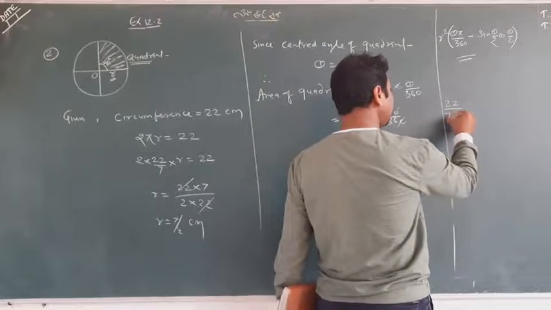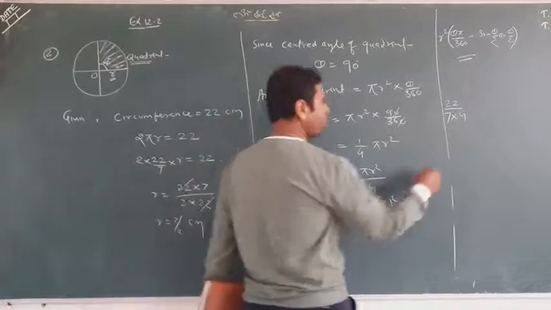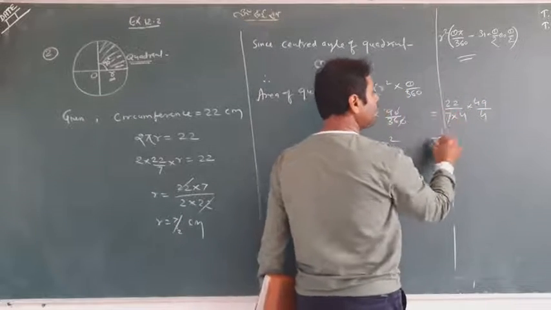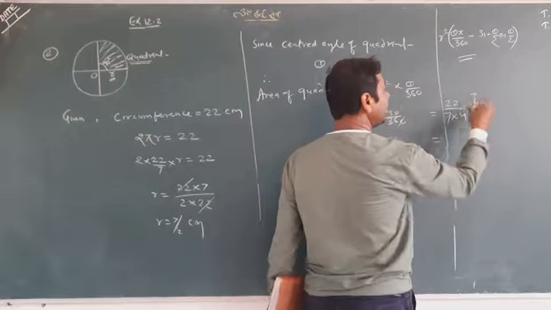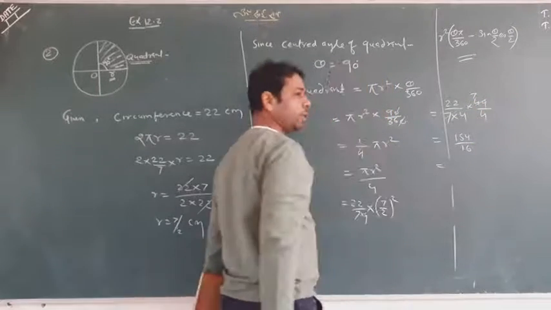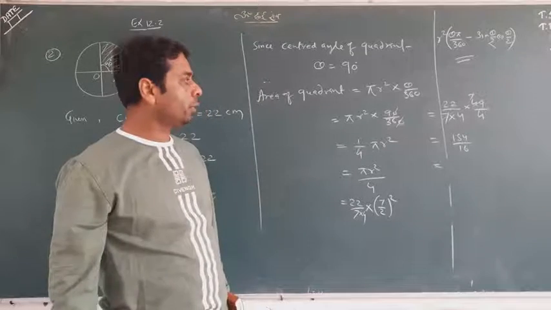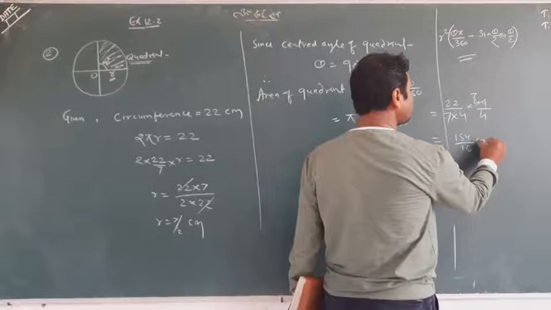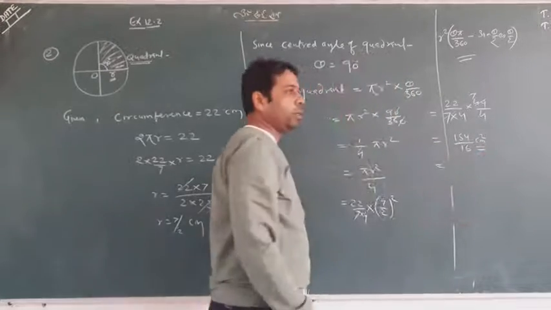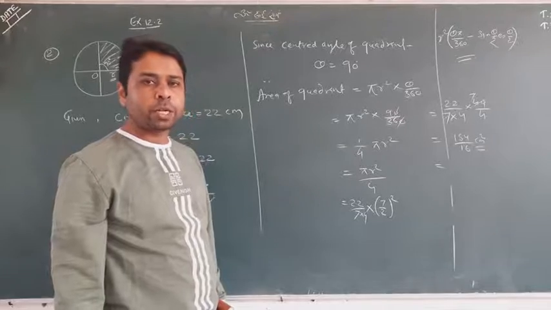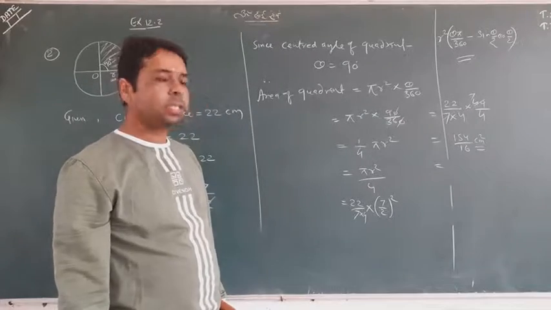22 by 7 into 4, and this is 49 by 4. Now you can simplify that, 7 7, so it is going to be 154 upon 16, and now you can cancel and get your answer properly. The unit is square centimeter. So you can divide and get your answer approximately, whatever is asked there.